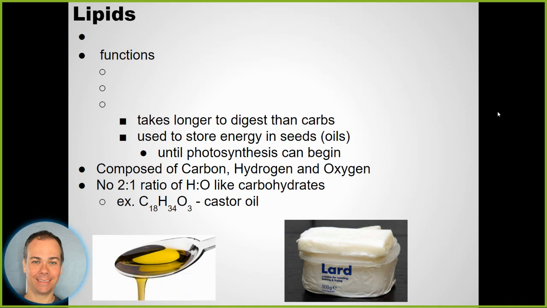So that's carbohydrates. That's one group of organic molecules. Another one are called lipids, or you might call them fats.